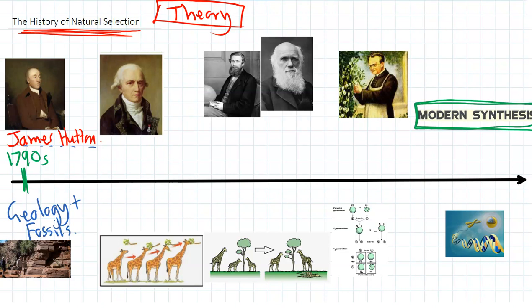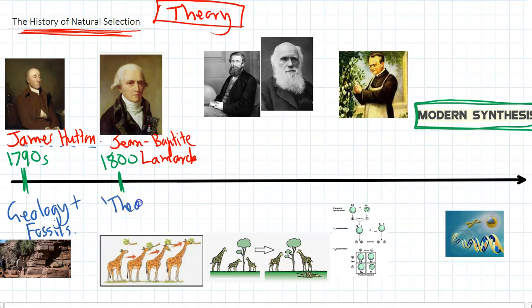The next person that came along was this French scientist here. His name was Jean-Baptiste Lamarck. And his breakthrough came in about 1800. He actually came up with a theory that turned out to be wrong. And this happens in science a lot. So his theory was called acquired inheritance. So he thought that species would actually evolve just in their lifetime.